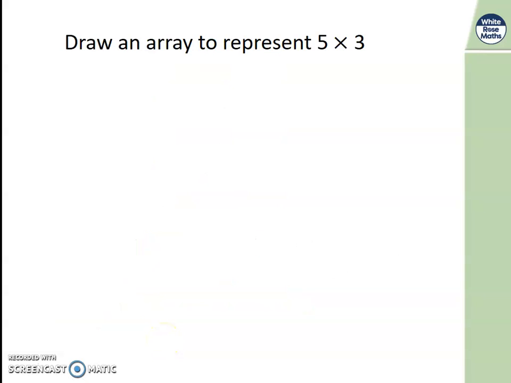So can you now pause the video and draw an array that represents 5 times 3? Here is an array that we've thought of.